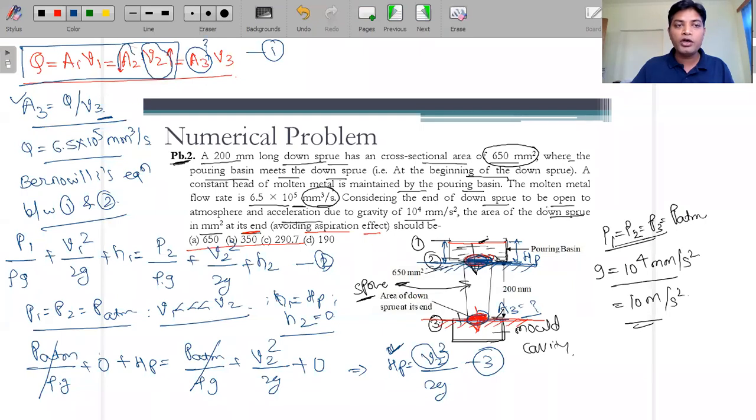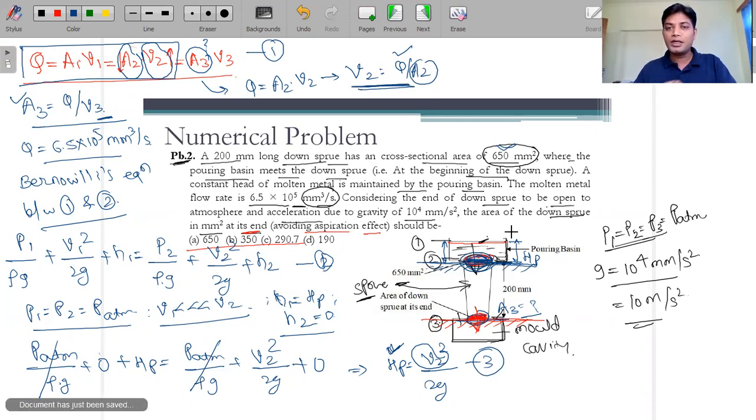So do we have the value of A2? Because from here we can equate Q equals A2 into V2, and from here we can get the value of V2, that will be equal to Q by A2. So we have the value of Q, and do we have the value of A2? Yes, we have this A2 value, that is 650 mm square. Okay, so we can get the value of V2 from this, and we can put this value into equation number 3. Okay, so just calculate this value.